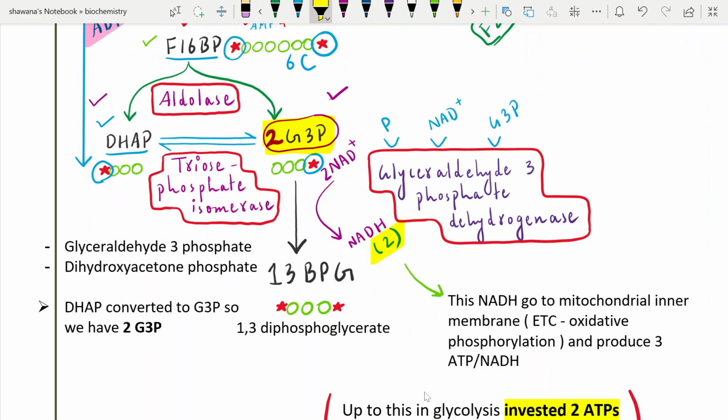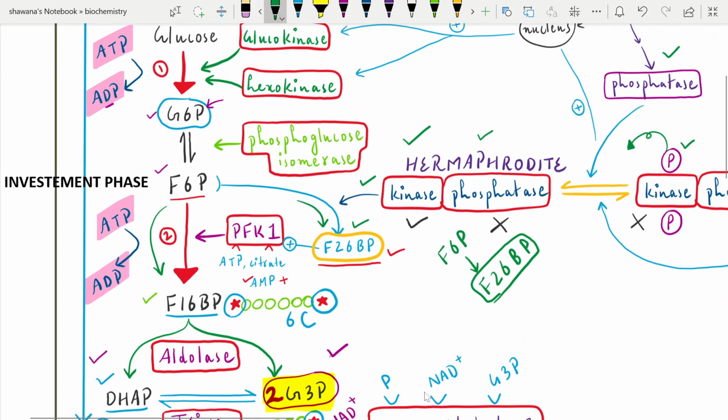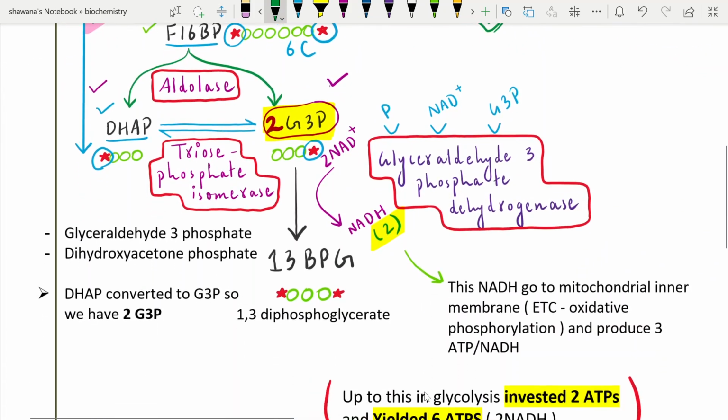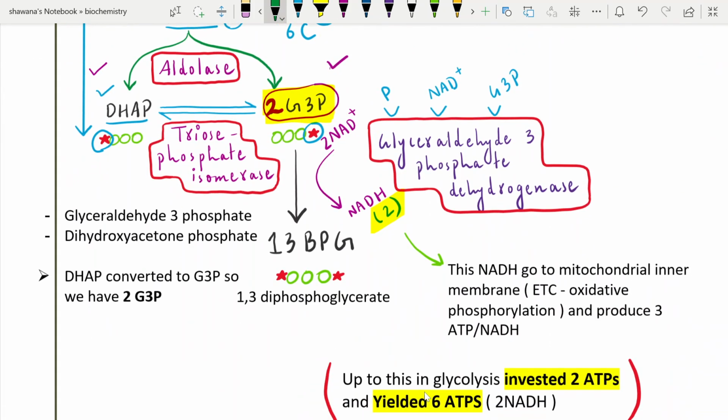After that, up till this point we have invested ATPs. How many ATPs have we invested? We have invested one ATP here and the second ATP here. From now on, it's called the harvesting phase or yielding phase of glycolysis. We will now obtain some amount of energy. It's like a business when we invest some amount of money and then obtain a lot of money through that process.